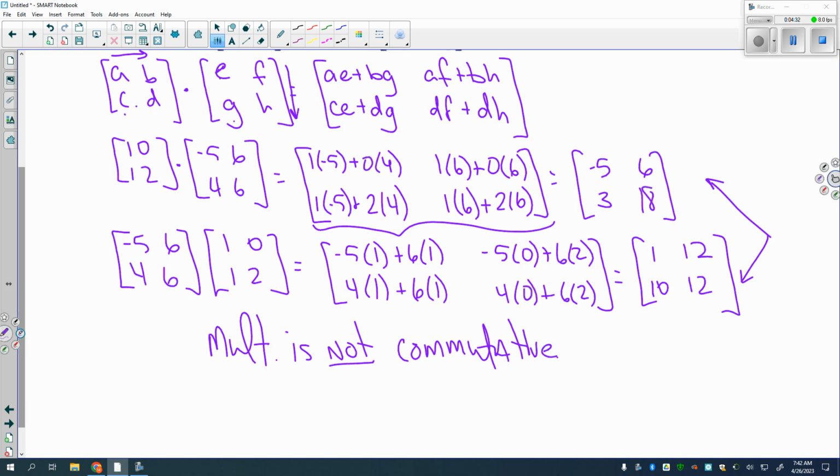And that's because it's not just straight up multiplication, it's multiplying and adding together, and it's this row times column kind of process. So they will not be the same.